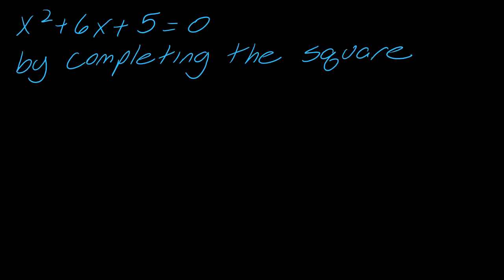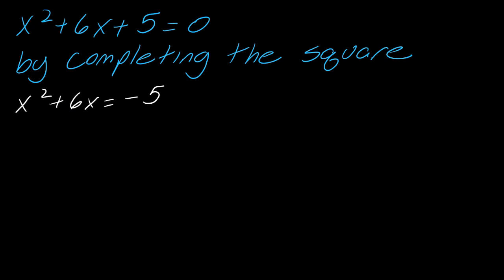The next technique is completing the square. Completing the square is a little bit different. To do this, first you have to have your two x terms isolated. I have x squared and 6x, so I need to move this 5 over to the other side. So I'm going to rewrite this problem as x squared plus 6x equals -5, and then I want to complete the square on this side.